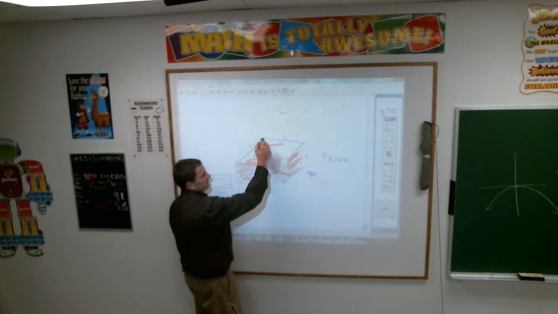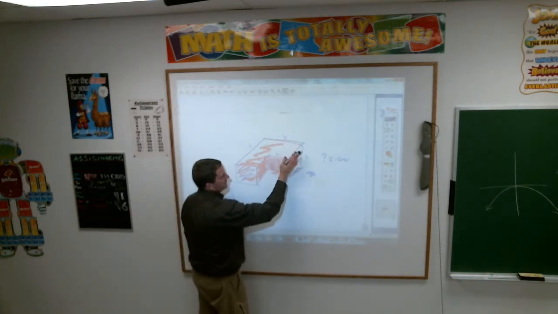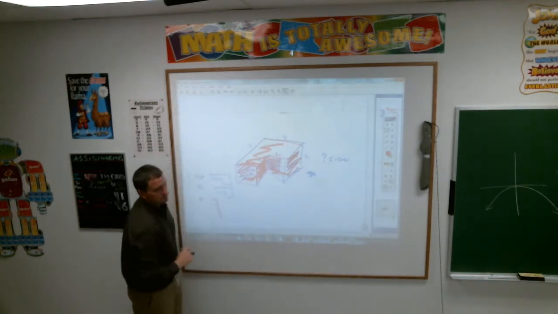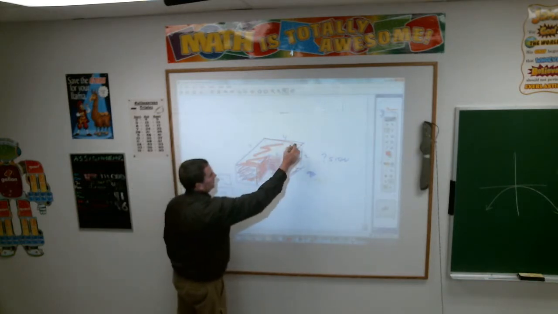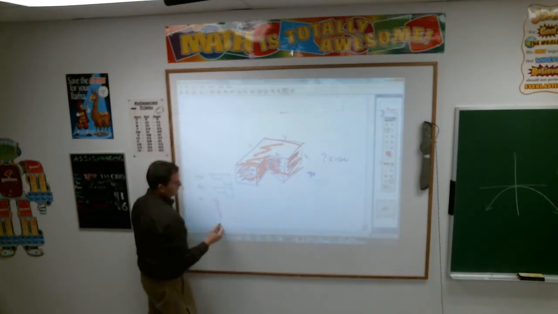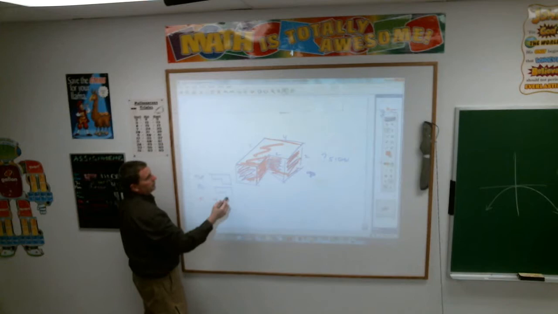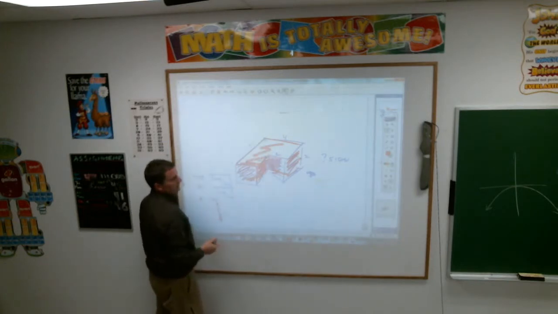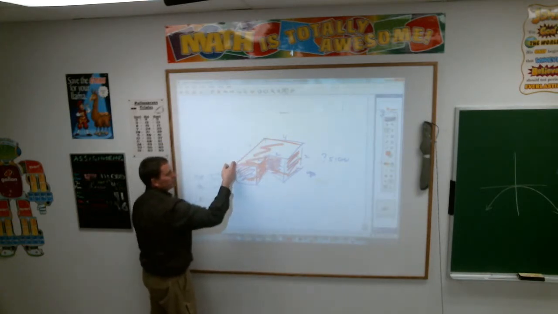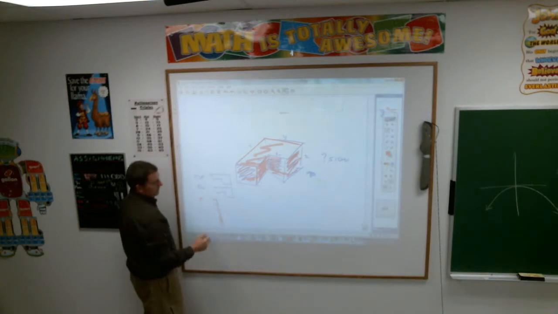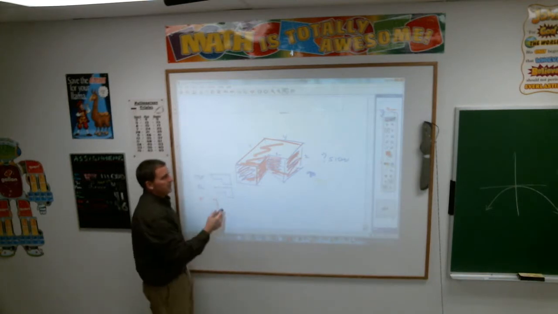What about this backside here that you can't see? It's going to be 4, because I know it's 4 from here to here times 2. It's 8. What about this backside here that you can't see? Again, it's 4 times 2, 8. Now, what about the top and the bottom?